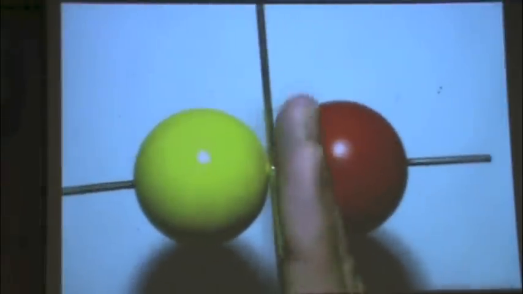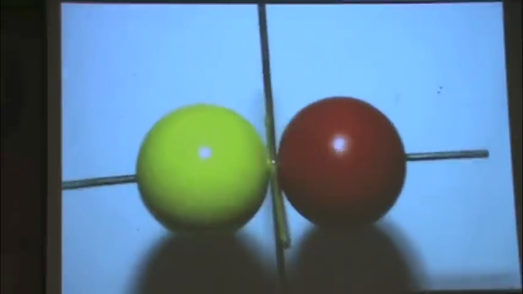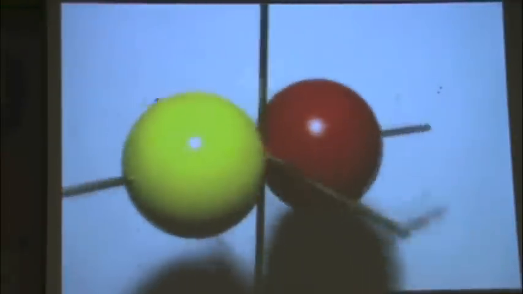And that node is right here in the middle, splitting the, in this case, the yellow and the red part, right down the middle. So there's one node. This is a wooden model of it. That's one node. An artistic rendering would look something like this.